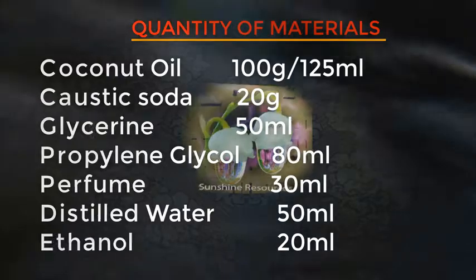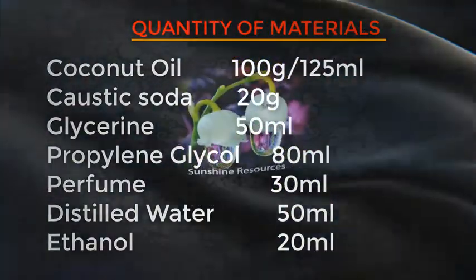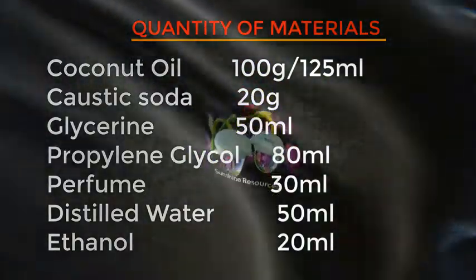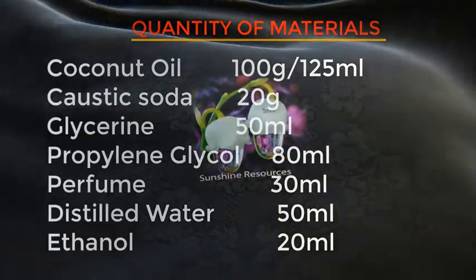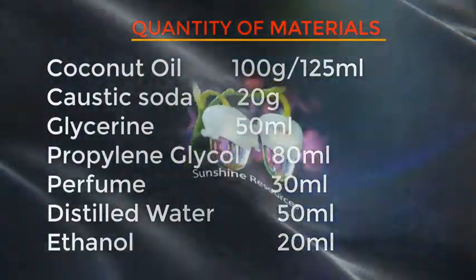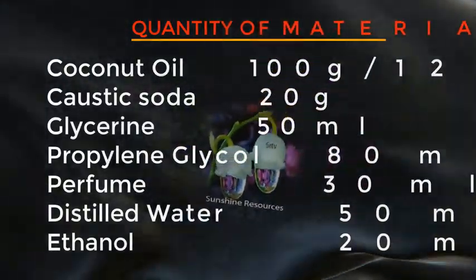Coconut oil 100 grams, which is 125 ml. Caustic soda 20 grams. Glycerin 50 ml. Propylene glycol 80 ml. Perfume 30 ml. Distilled water 50 ml and ethanol 20 ml.